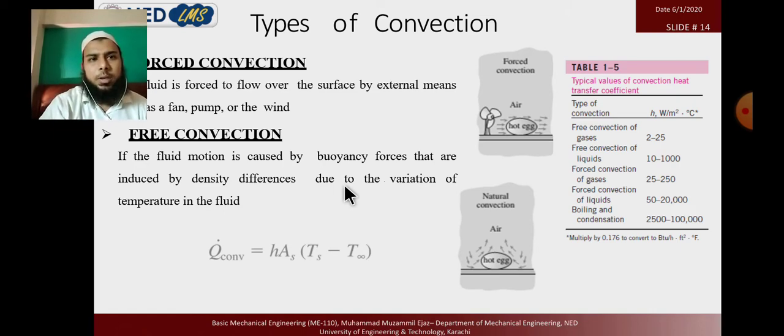In lecture number 19, we learned about natural convection flow and the types of convection. We have forced convection and free convection. But now, what about the application of free and forced convection?